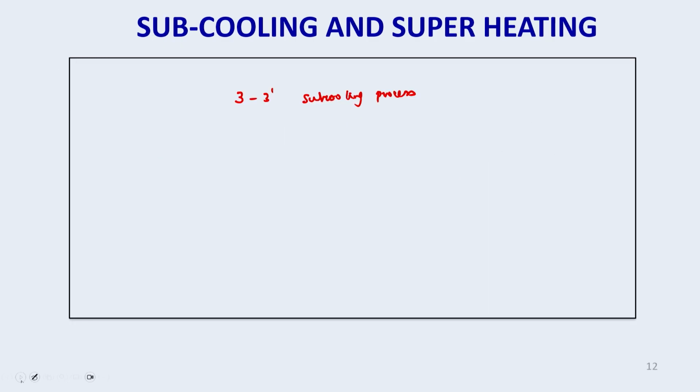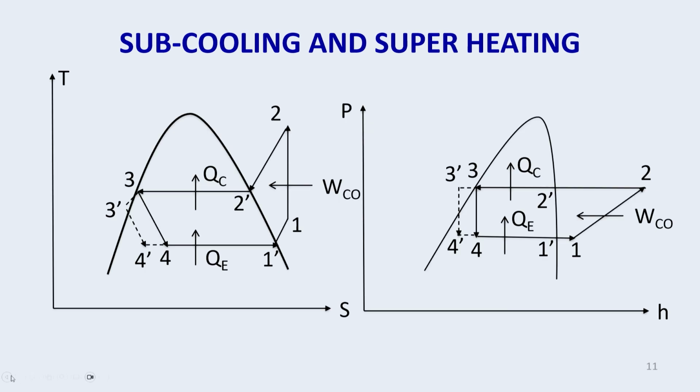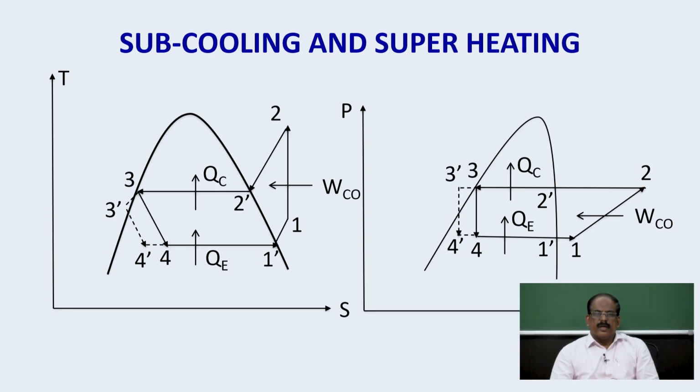1 dash to 1 is the superheating process. Similarly, this can be seen here from 1 dash to 1. The refrigerant is superheated due to heat transfer with the refrigerated space. And 3 to 3 dash is the subcooling process.